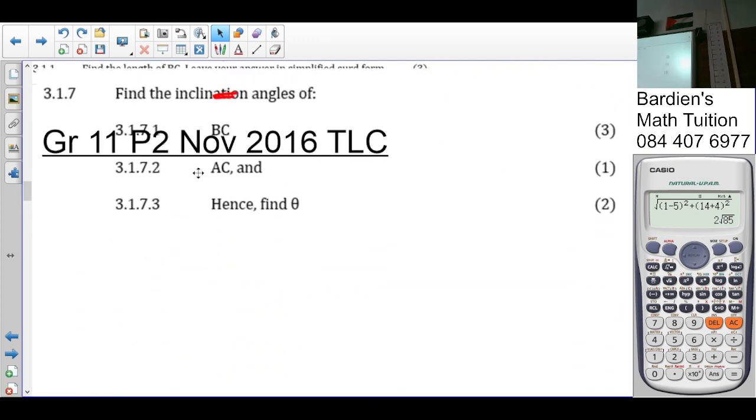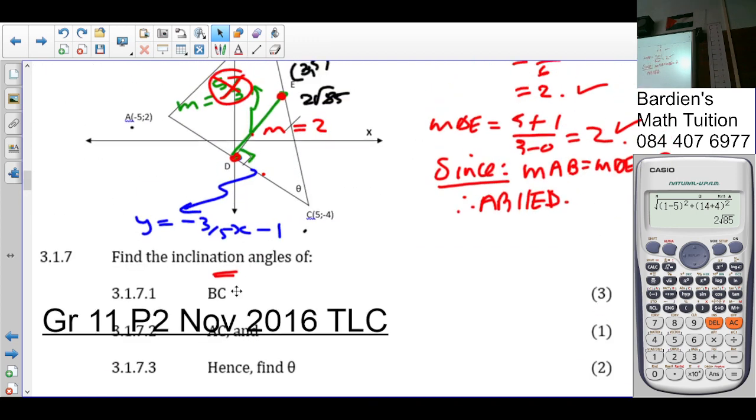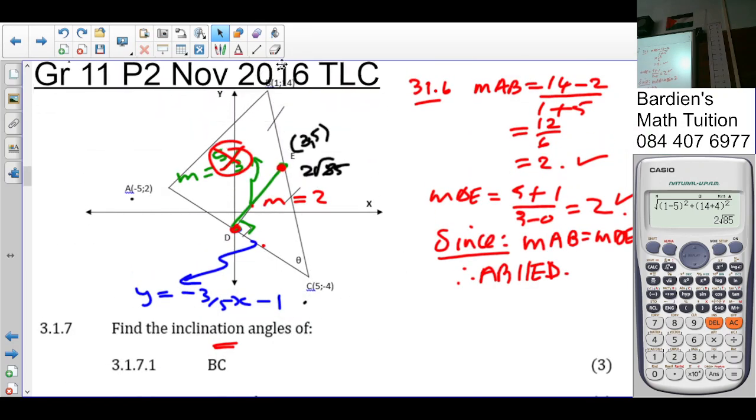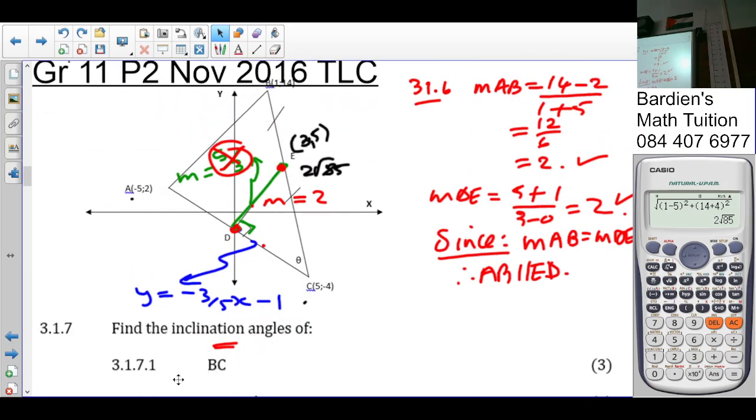Next question. Find the inclination. The inclination is basically the angle. Find the inclination of BC, the angle BC makes with the x-axis. BC is this line here, so the inclination is that angle that you're going to find there.